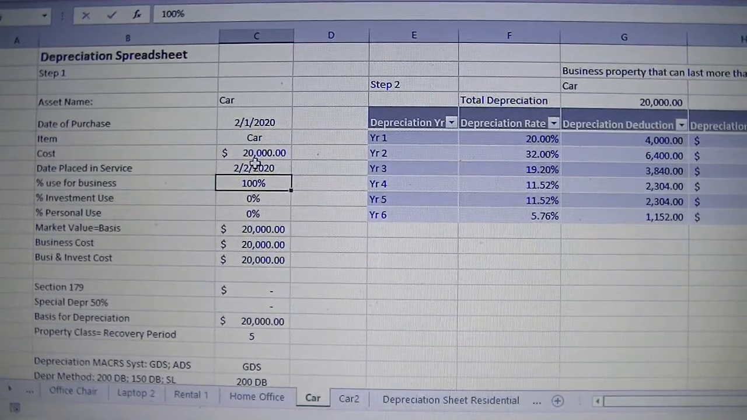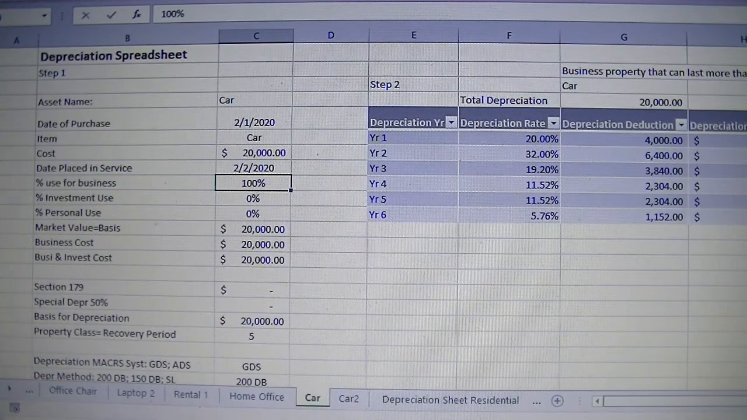So the date you place in service, and you use 100%, and because you purchase it the same year and place it in service the same year, the market value is going to be the same as the cost. It is 20,000. The business use is going to be the same because it's 100%. So it's going to be 20,000 times 100%, which is 20,000, and the business and investment use is going to be 20,000 as well. It's taking the investment and business use percentage times 20,000. So it's going to be 20,000. No Section 179, no special depreciation.